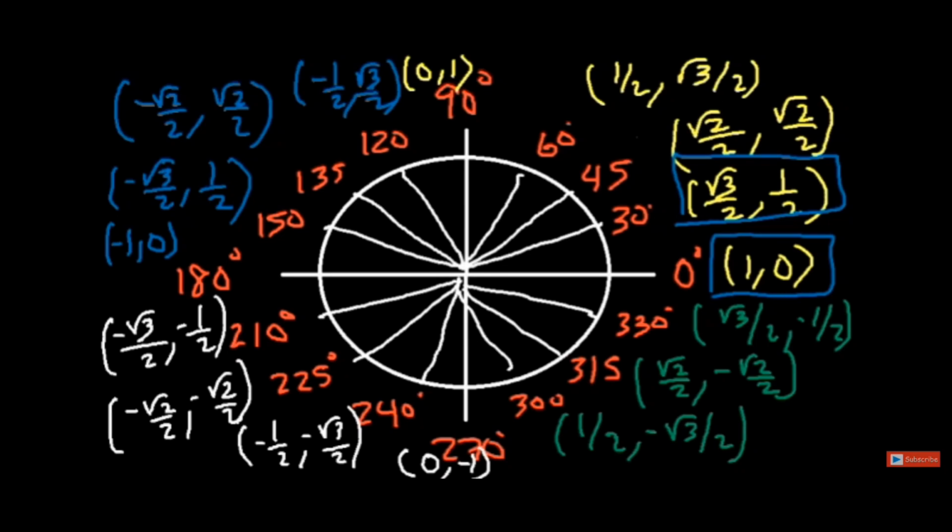So the signs in quadrant 1 are positive. In quadrant 2, x is negative, y is positive. In quadrant 3, x and y are both negative. And in quadrant 4, x is positive and y is negative. So that's the unit circle.